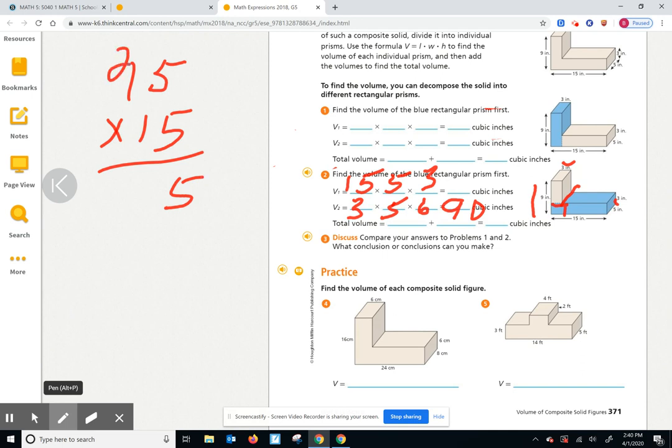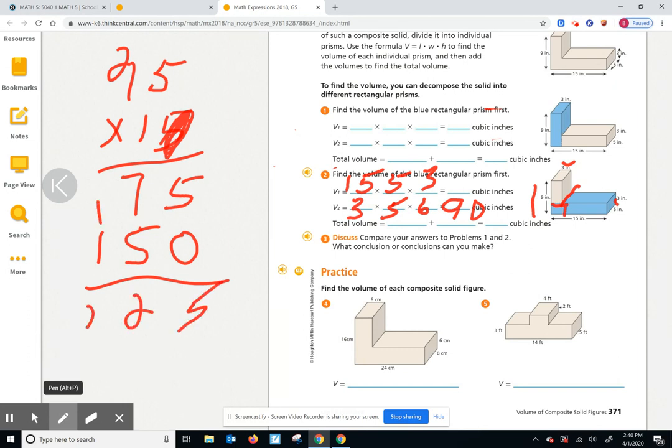Okay, so 5 times 5 is 25, carry the 2. This gets us to be a 75, 0 placeholder. I'm not done with that 5. 5 times 1 is 5. 1 times 1 is 1. And I've got my new problem here, which is 225. So now I've got my volume of my second rectangular prism as 225.